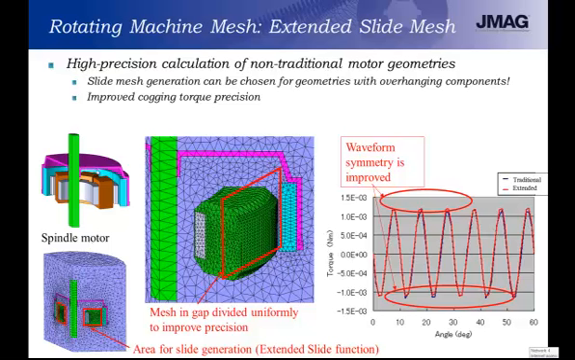So in the case of the spindle motor, we can see we have overhanging components that are interfering with the slide in the air gap. But our extended slide mesh is now able to generate a slide in the air gap and divide the air gap uniformly and improve precision. You can see that we have better waveform symmetry as compared to our traditional patch mesh approximation, as well as the analysis running much more quickly.